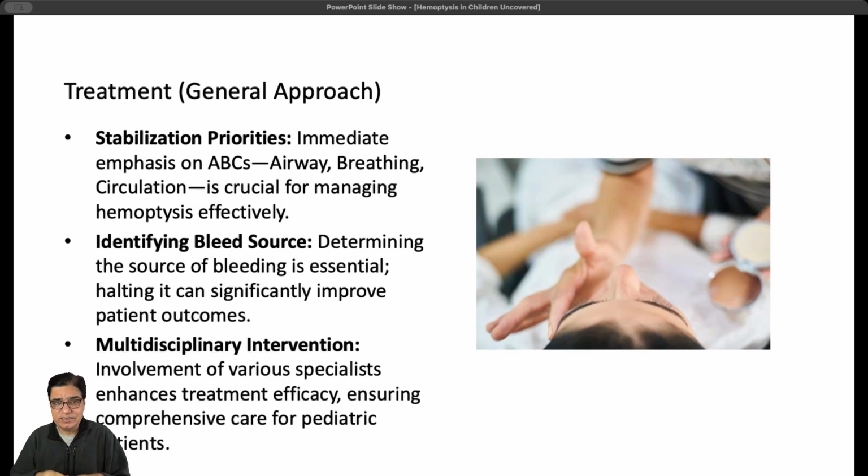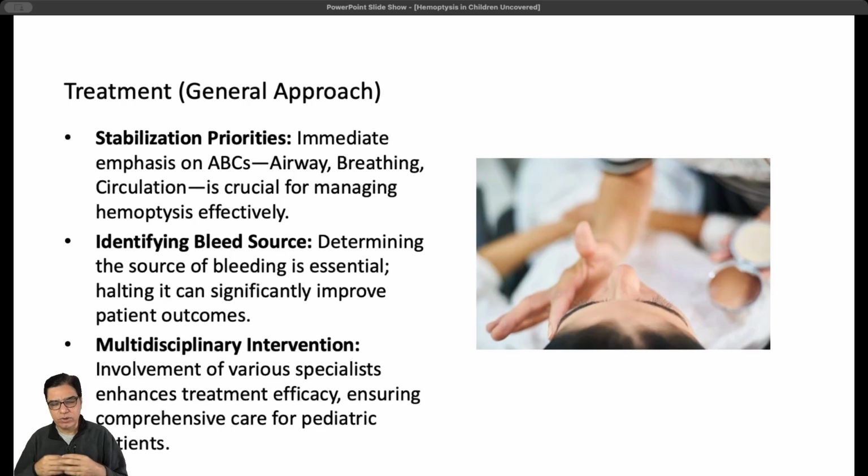But let's say somebody has massive or life-threatening hemoptysis, where the hemoptysis is more than 200 mils in 24 hours or more than 600 mils in 24 hours, and there is a chance that the child might exsanguinate or develop complications because of ongoing bleeding. Then your ABCDs should kick in. You need to stabilize the child first.